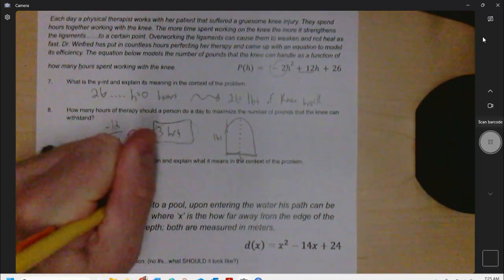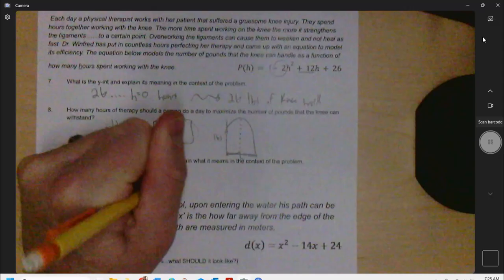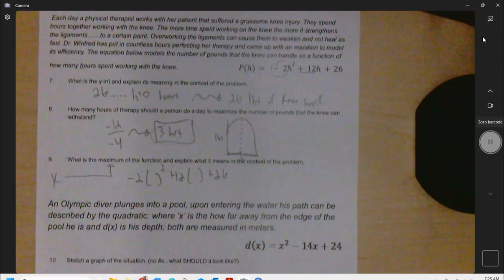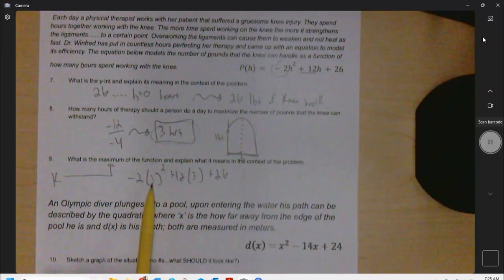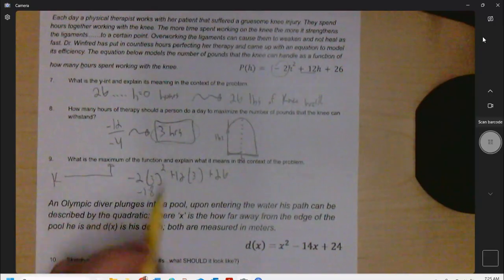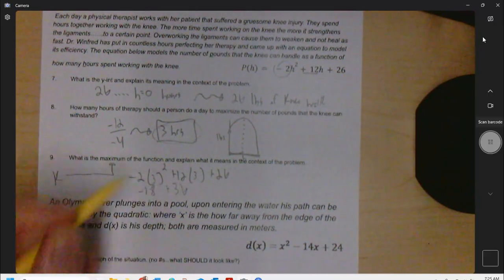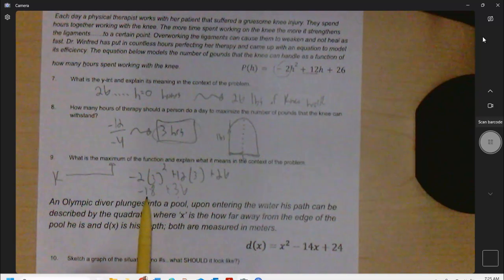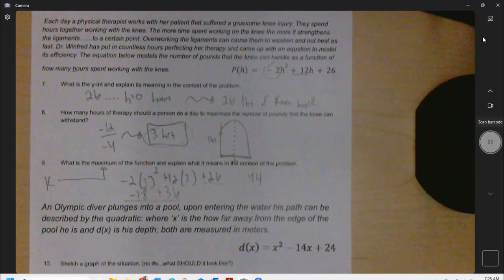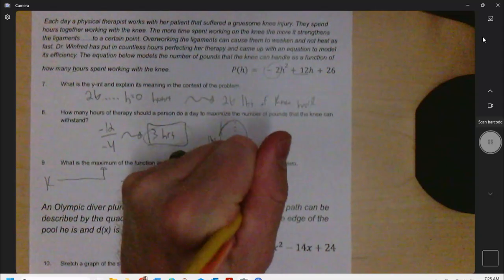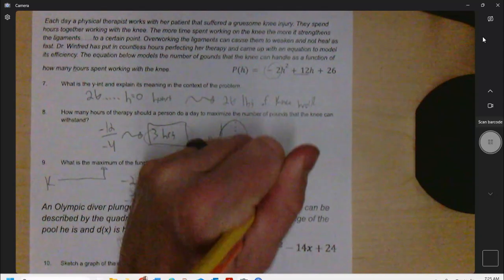So I'm going to take the H out. I'm going to put parentheses in its place, just like you did on the other side, hopefully. Parentheses make a big deal for us. We're going to plug in a 3 here for these guys. Now I'm going to do order of operations, or I'm going to use my calculator, but 3 squared is 9, times negative 2 is negative 18, 12 times 3 is 36, 36 minus 18 is 18, and then 18 plus 26 is 44. The most amount of pounds that my knee can handle from this treatment is 44 pounds.